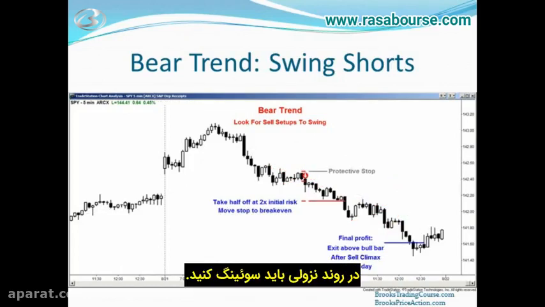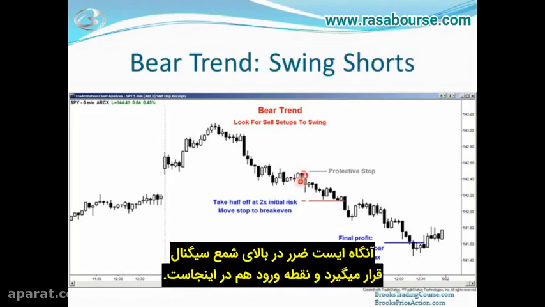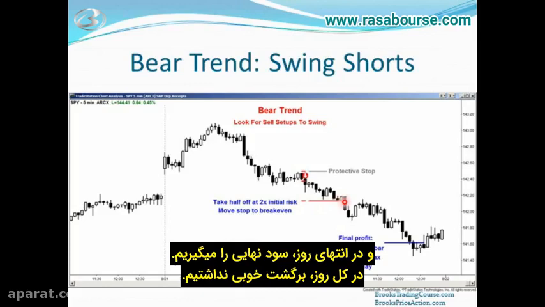You should be looking for swing shorts in a bear trend. So if you shorted below this triangle signal bar, your initial stop is above the high of the signal bar. Your entry is over here. If you're going for 2 times your initial risk for taking half off, you would have gotten out over here, and you would take out your final profit going into the close.